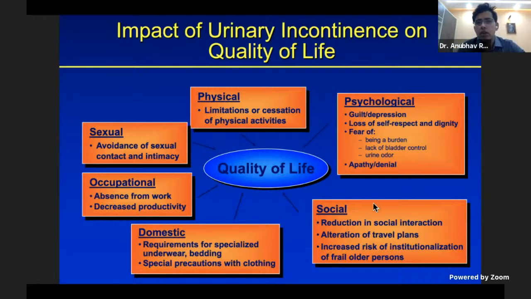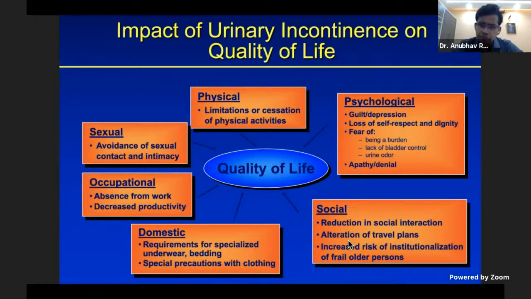So what are the social aspects of this disease? There's a reduction in social interaction. People try to avoid going out to meet their friends. They don't even invite them to their own house. And there's alteration of travel plans, like, I'll not travel via train because for 8 hours I cannot sit in a berth in the railway with other people around. What will happen if I get an episode of incontinence, or what will people think if I go to the restroom again and again?